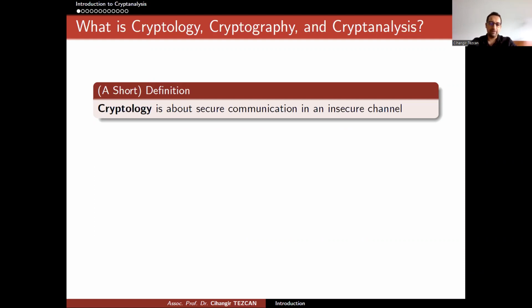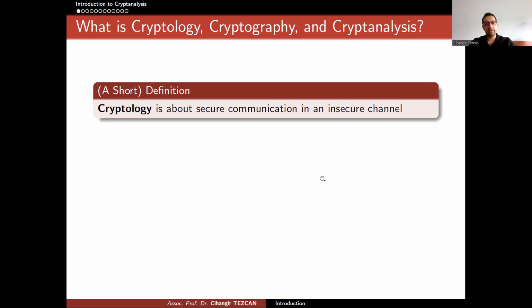So let's give some very basic definitions, because actually in order to explain these terms or areas of science, we have to use a few paragraphs, but I will try to give a very short definition. Cryptology is about secure communication in an insecure channel. In cryptography, our aim is to provide confidentiality, but also integrity, authentication, and so on. So encryption is just one part of cryptography, okay? There are other areas.